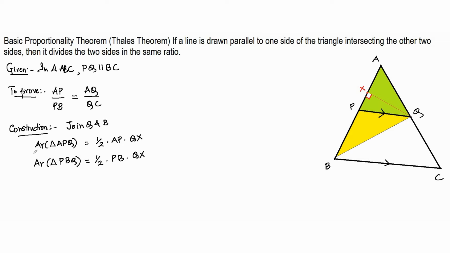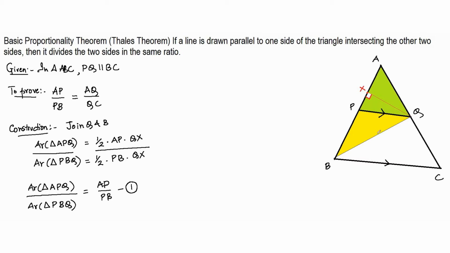So now let me divide these two equations that I have got, and let's see what I get. Therefore, the area of triangle APQ divided by the area of triangle PBQ is equal to half and half cancels, QX cancels. So I get AP upon PB, right? Let me mark this as my first equation.